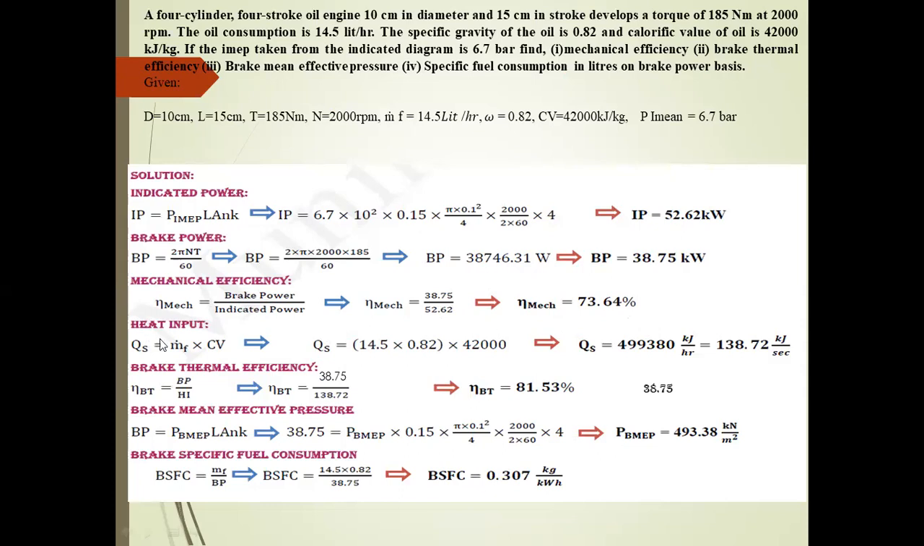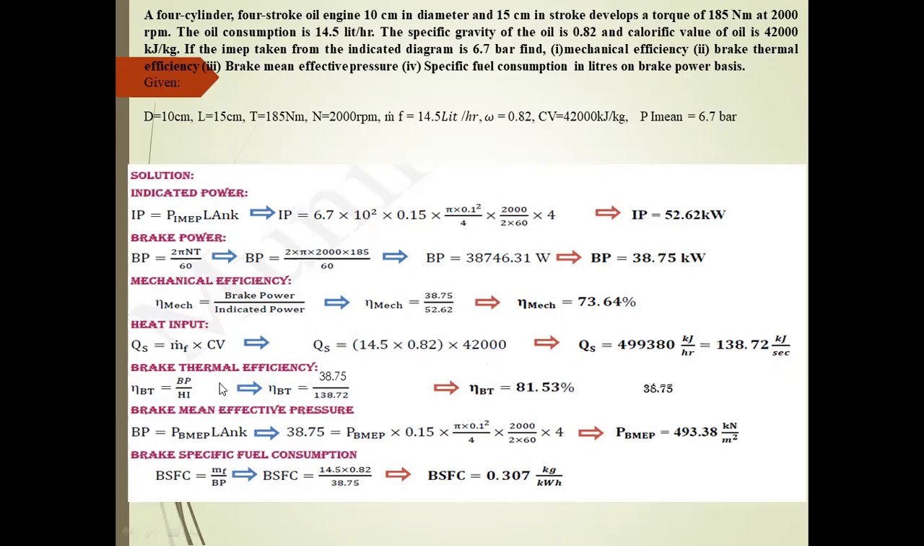Next we can find out the heat input. The heat supplied is equal to mass of fuel into calorific value. That is, heat Q suffix S is equal to 14.5 into the specific gravity of the fuel into the calorific value, 42,000. Finally we get the heat supplied as 49,993.80 kilojoules per hour. We can convert it into seconds by dividing by 3600. Finally we get the heat supplied as 138.72 kilojoules per second.